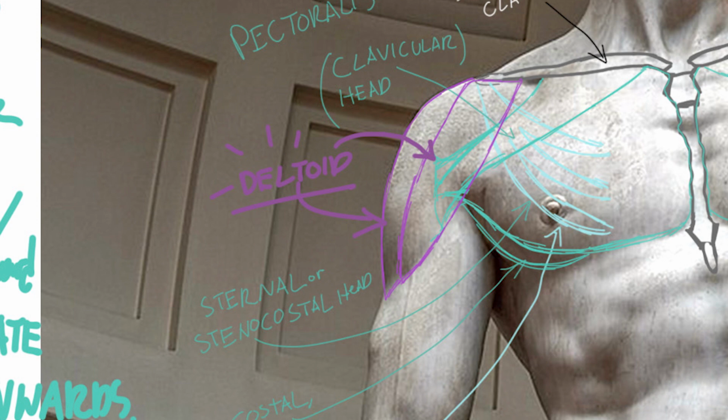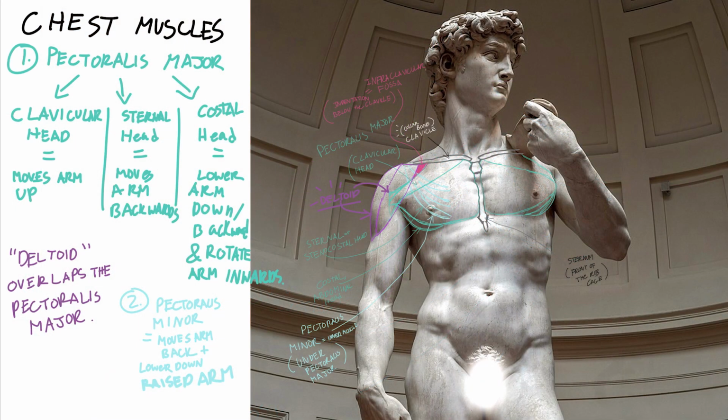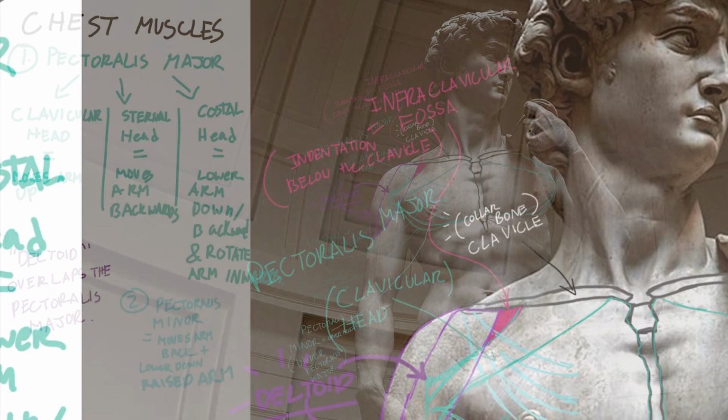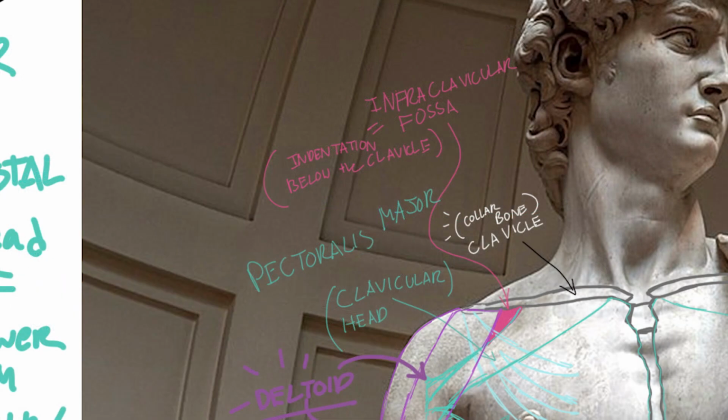Another thing that I want to mention is that, as you can see, there's this very obvious spacing. I don't know if you guys noticed, this spacing is called the infraclavicular fossa. This indentation below the clavicle and in between the deltoid and the clavicular head of the pectoralis major. That's why we always see this indentation on the shoulder, which is really close to your clavicle, also known as your collarbone.